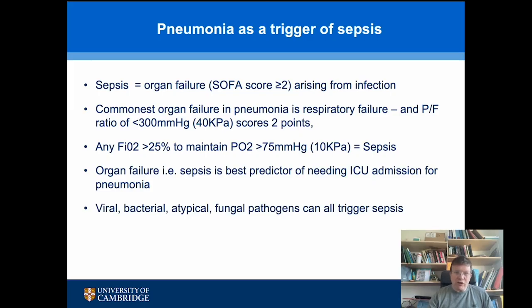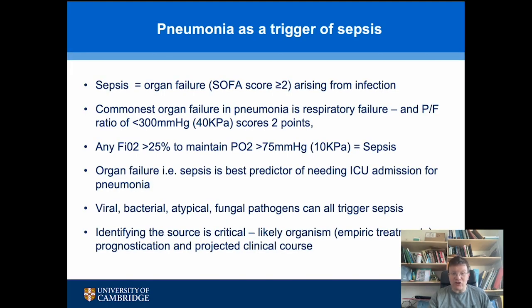It's important to remember that pneumonia isn't really a single diagnosis, rather a syndrome arising from a range of different infecting pathogens: viral, bacterial, atypical organisms, fungal pathogens, and these can all trigger sepsis. Identifying the source is critical. If you know that a patient has a pulmonary source, has pneumonia, then you can predict the likely organisms that will be there and therefore guide your empiric treatment. You can also help with prognostication and predicted clinical course, and of course looking for sources when looking for the need for source control.